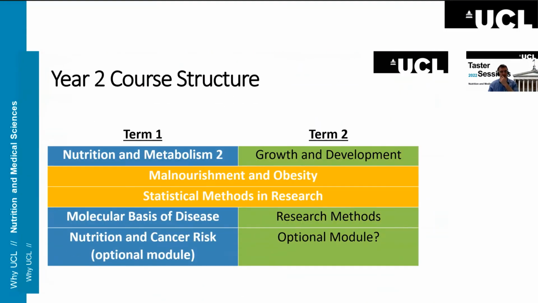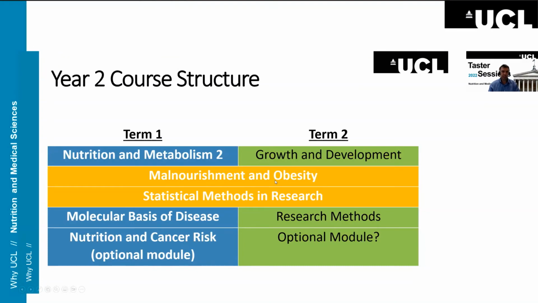This is the course structure for year 2. And essentially we cover loads of metabolism at the end of year 1, but then we go into more depth in term 1 of year 2. And that leads on very nicely to linking up with this malnourishment and obesity module, when we talk about everything from undernutrition all the way to overnutrition.